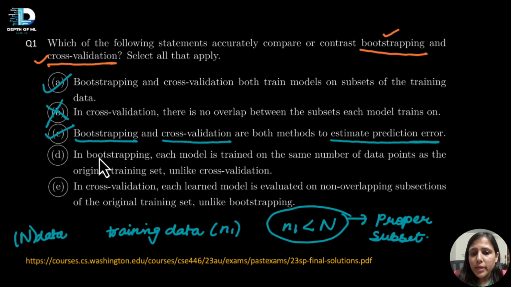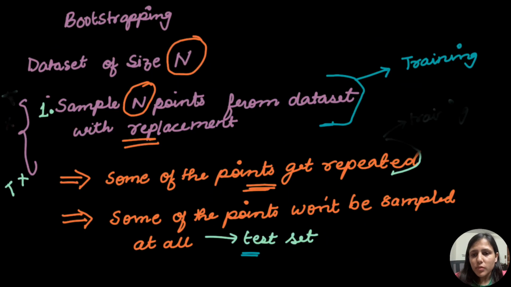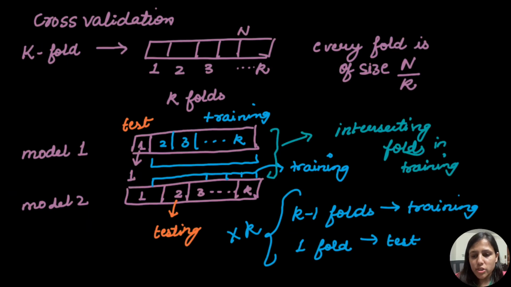In bootstrapping, each model is trained on the same number of data points as the original training data set, unlike cross validation. This is also correct, because we just saw that the data set given to us is of size n. So this is usually the training data. We sample n points from the data set with replacement, and this makes up the training set of the model that we are training in that particular iteration.